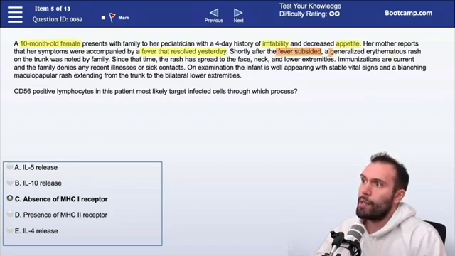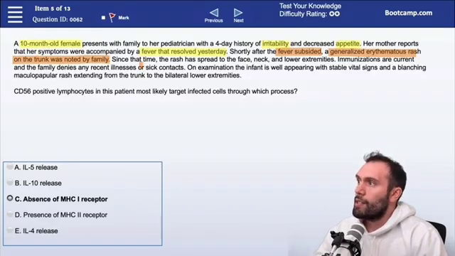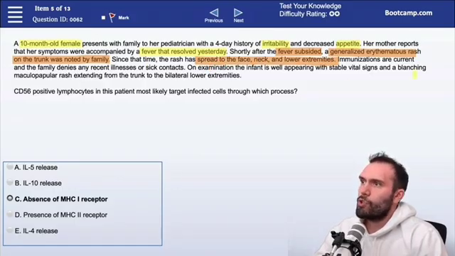Shortly after this fever subsided, now the patient has a rash that is new, that's proximal, right, starting here on the trunk. Since that time, the rash has spread to the face, neck, and lower extremities, so spreading distally from the trunk. Immunizations are current, that's kind of an important point, and the family denies any recent illnesses or sick contacts. On examination, the infant is well appearing with stable vital signs and a blanching maculopapular rash extending from the trunk to the bilateral lower extremities.